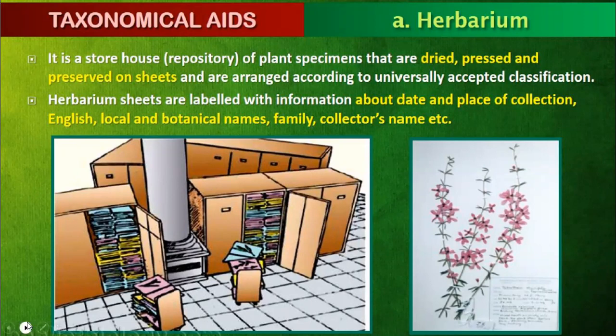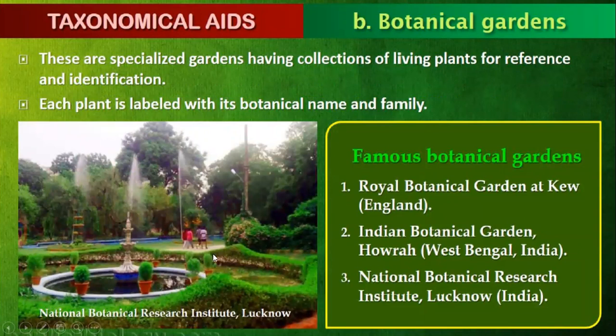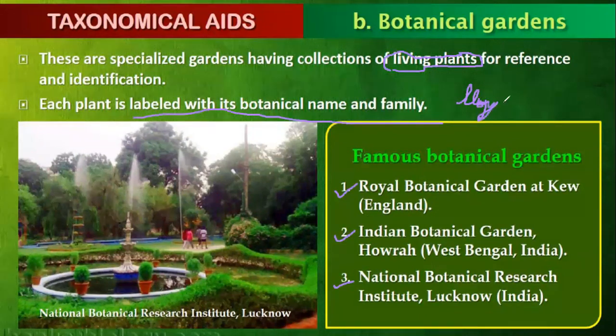Next is the Botanical Gardens, which is a kind of ex situ conservation. They are specialized gardens having collections of living plants. Ex situ conservation, that is, living plants are taken for future reference. Each plant is labeled with its botanical name and family. Famous botanical gardens are the Royal Botanical Garden at Kew in England, Indian Botanical Garden, Howrah, West Bengal, and National Botanical Research Institute at Lucknow in India. Then Lloyd Botanical Gardens at Darjeeling.